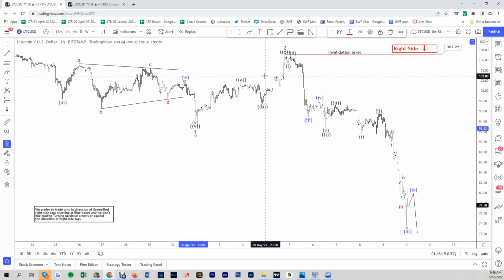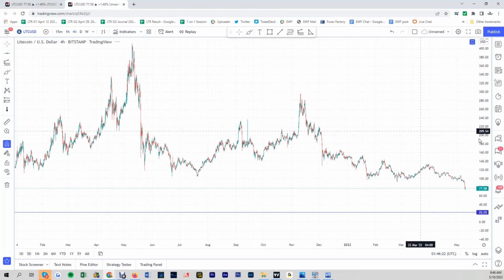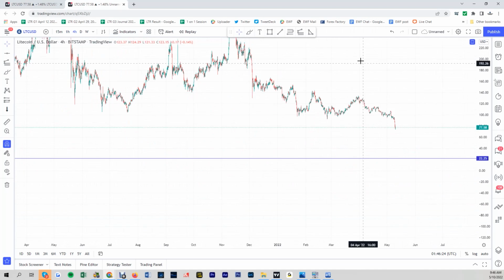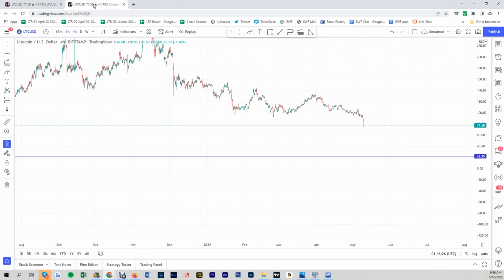All right, and let's go to the 4 hours just to give you a near-term target here, so that it's easier to manage. So let's put down 2 and 1. 2 is at 107.22. Where is 107.22 here?